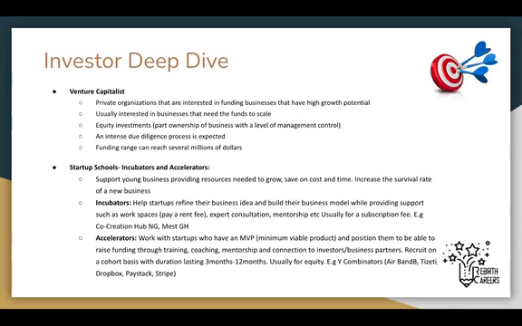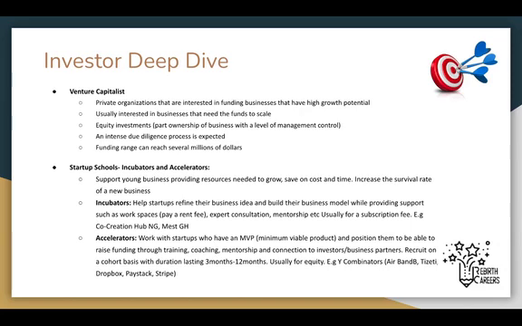For the accelerators, they work with startups that already have a minimum viable product. That means they have proof of concept. They have either started their business operations, but they do have that. It's not just an idea, right? They have a minimum viable product already.